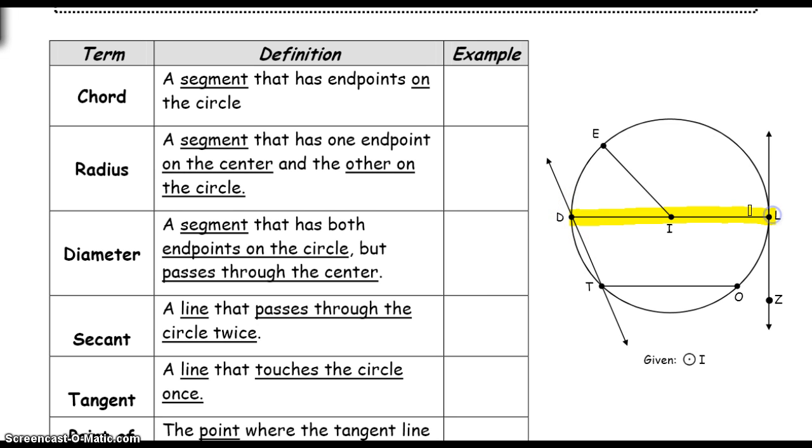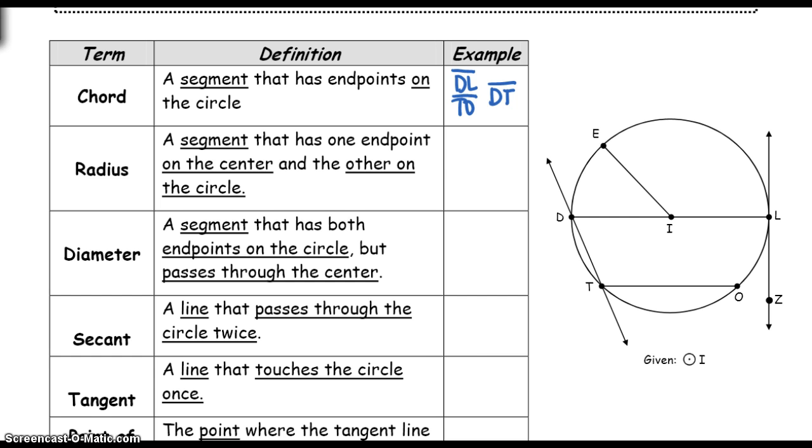So it looks like DL, those endpoints are on the circle. I could just say DT right here, those endpoints are on the circle. And I could say TO right here, those endpoints are on the circle. Nothing else in this picture has both endpoints on the circle. Okay, so we're going to write those down. So DL was one, TO was one, and DT was one of them. Okay? So I'm going to erase those off of the screen. There we go. Okay, so let's move on to the next one, a radius.